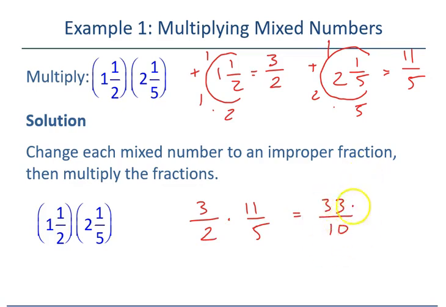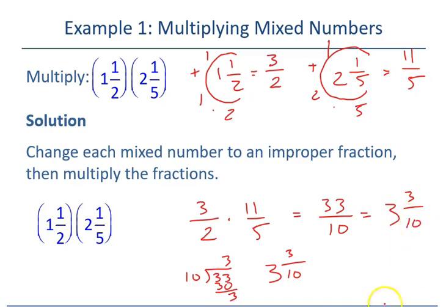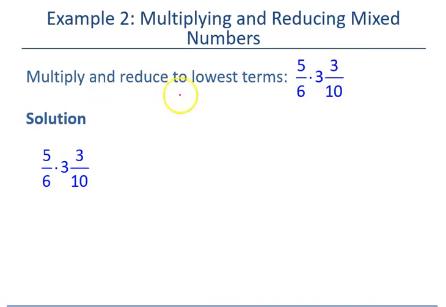Now I can keep it as an improper fraction like this, or I can come off to the side here and ask, how many times will 10 go into 33? Well, 10 will go into 33 3 times, with 3 left over. So my whole number is going to be 3, my numerator is this 3, and my denominator is the 10. So this is the same thing as saying 3 3/10.